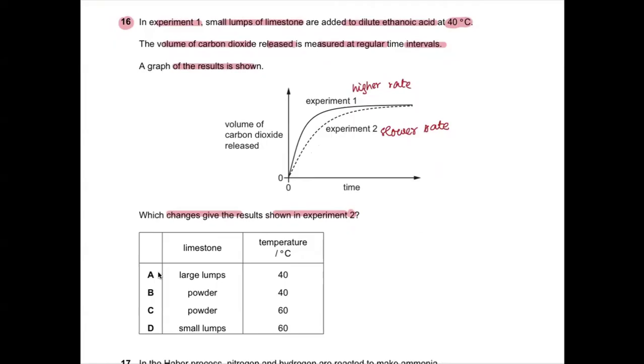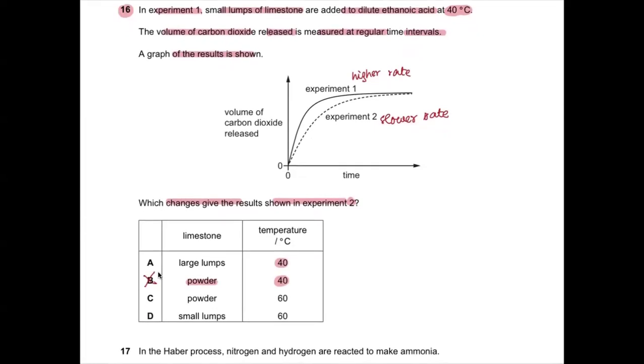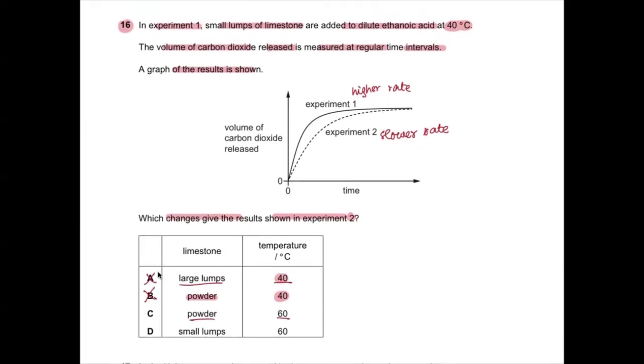So a lump of limestone is added, and the temperature is 40 degrees. With powder at the same temperature, obviously it is going to be wrong, because it is going to give a faster rate of reaction than a large lump at 40. So it is going to give you the same rate. So A and B are wrong. Powder at 60, so increasing the temperature.